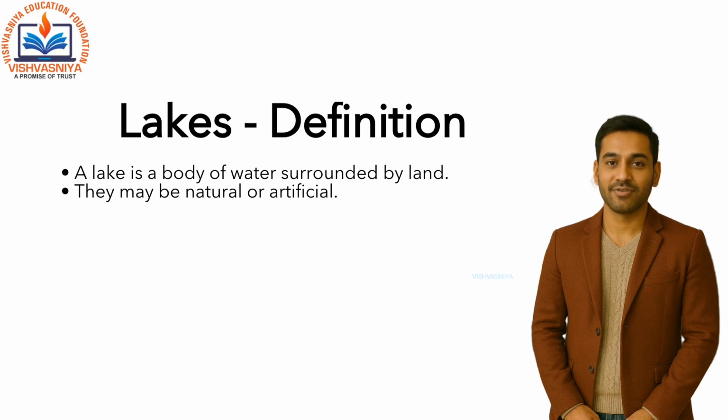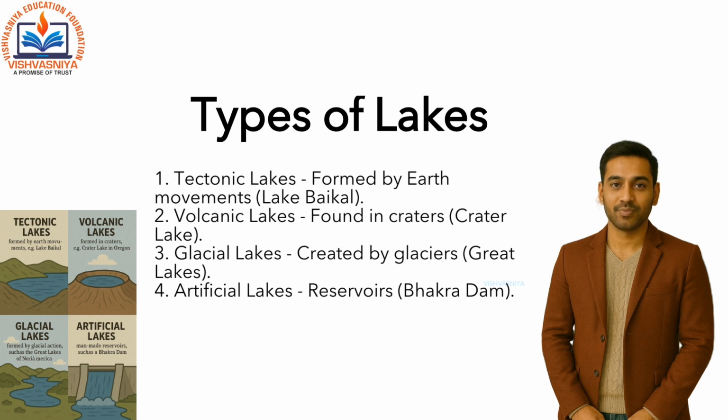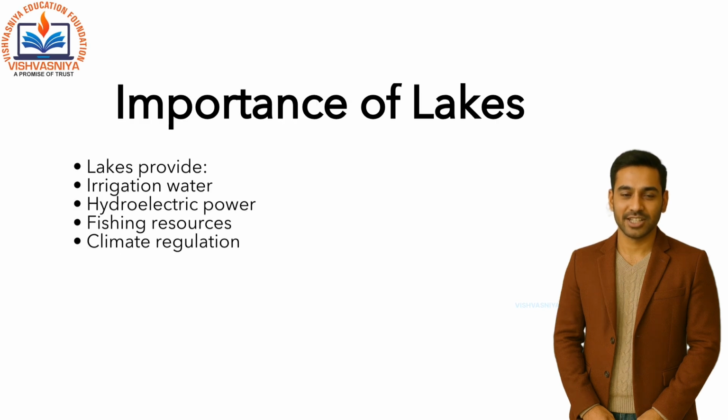Now let's talk about lakes. A lake is a body of water surrounded by land. Types of lakes include tectonic lakes formed by earth movements, example Lake Baikal. Volcanic lakes formed in craters, example Crater Lake in Oregon. Glacial lakes formed by glacial action, such as the Great Lakes of North America. Artificial lakes are man-made reservoirs, such as the Bhakra Dam. Lakes are important for irrigation, hydroelectric power, fishing, and even climate regulation.